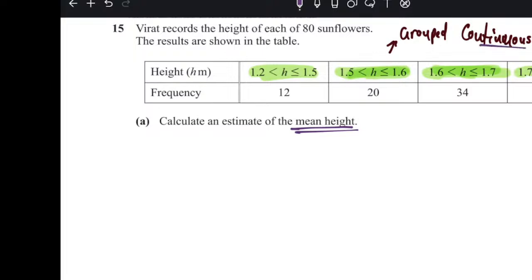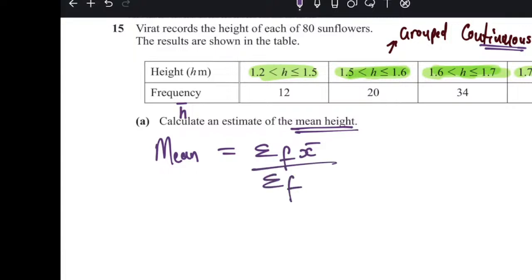And it's continuous data because there are intervals. So now the very first thing you must do, you look at this. This is height h. So you should find h bar. We said that we use the third formula, which says the mean is the sum of fx bar over the total f. But sometimes your data is not x. It will be h. So you get h bar first.